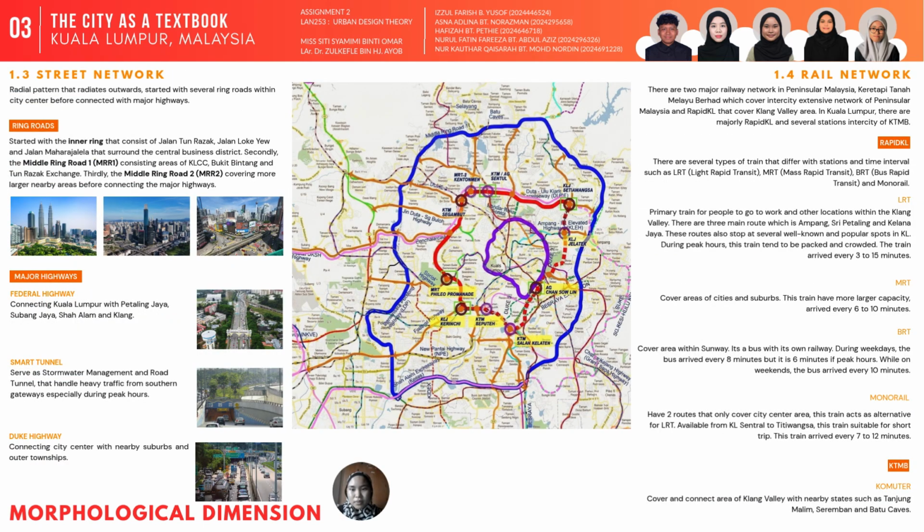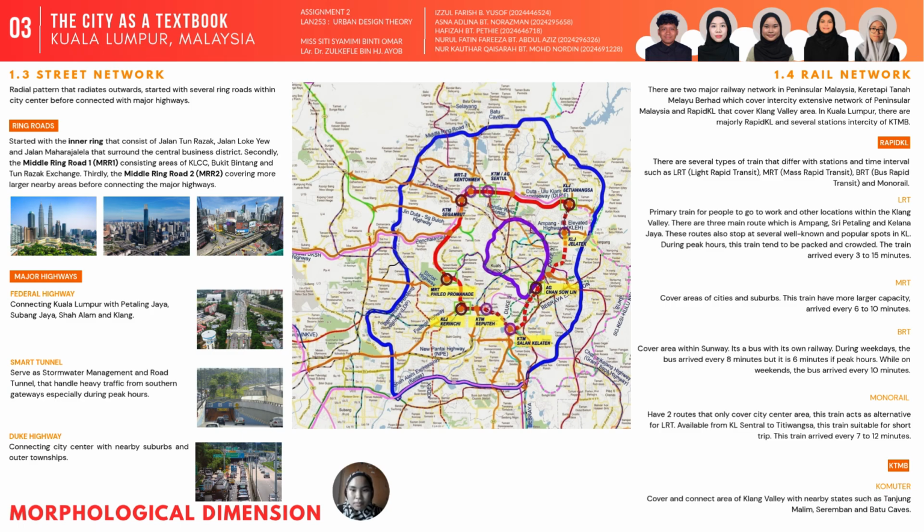Then I will talk about the street network and rail network in Kuala Lumpur, Malaysia. So the first one is the street network. Kuala Lumpur has a radial pattern that radiates outward, starting with several ring roads within the city centre before connecting with major highways. The ring roads consist of the inner ring, middle ring road 1, and middle ring road 2.